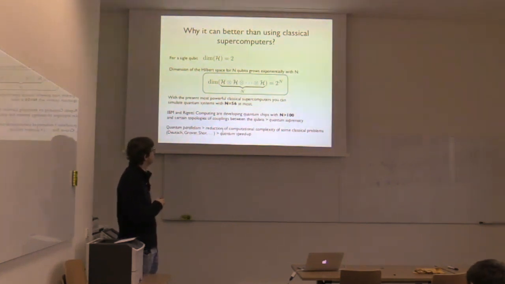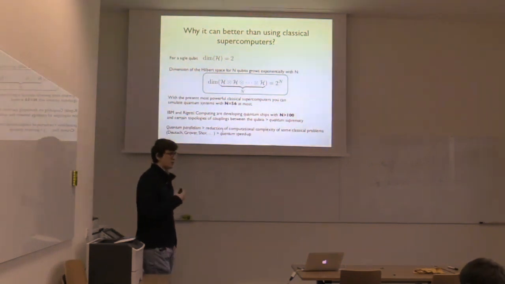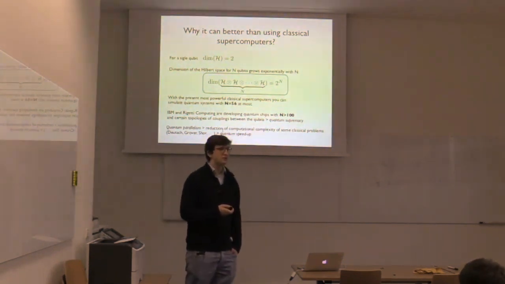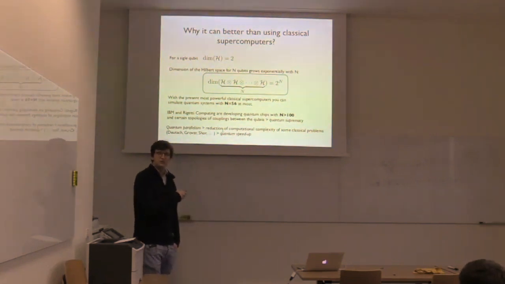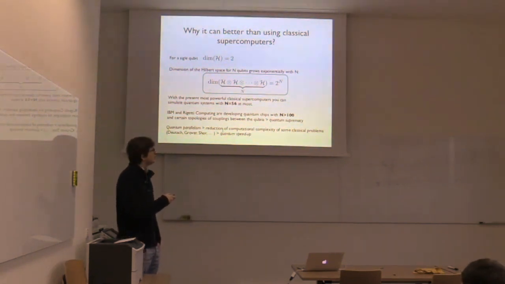But from the other side, companies such as IBM or Rigetti Computing are currently developing quantum computers with 100 or even more qubits. So therefore, if these computers become available, you will be able to simulate systems that you cannot simulate using classical computers. And this is the so-called quantum supremacy.